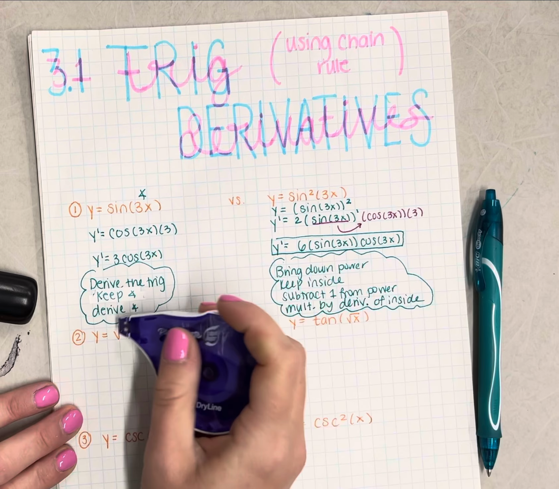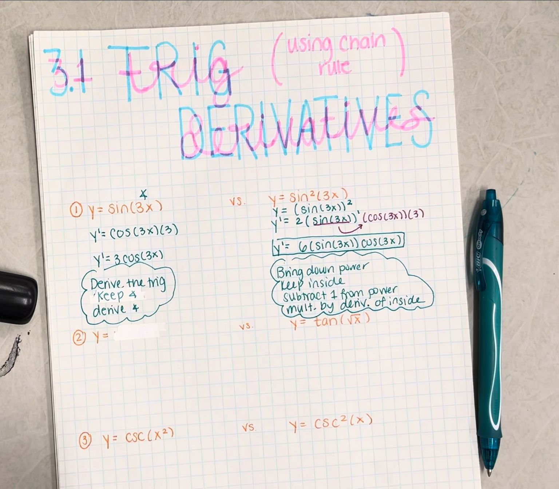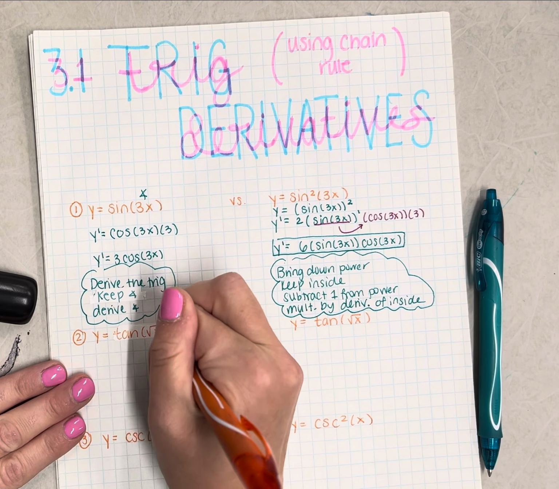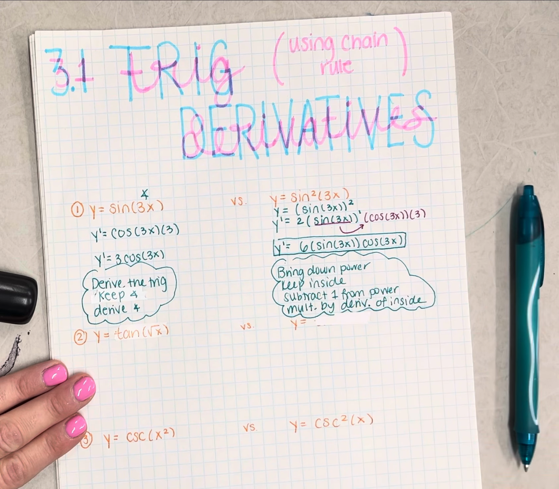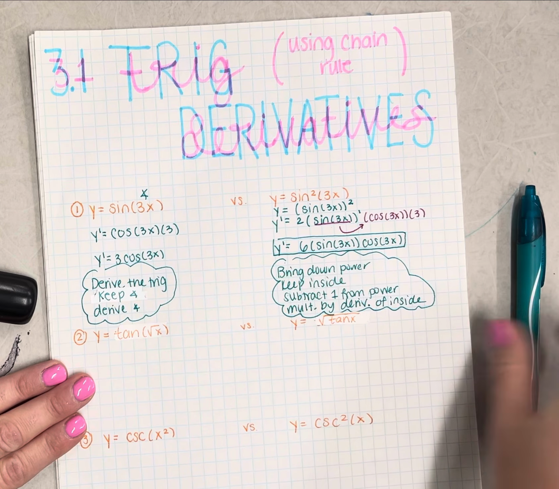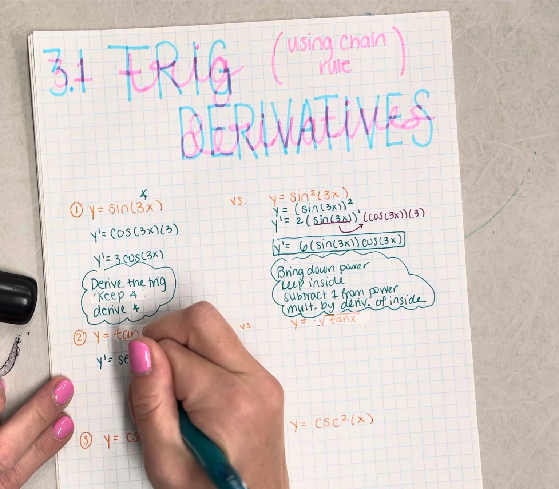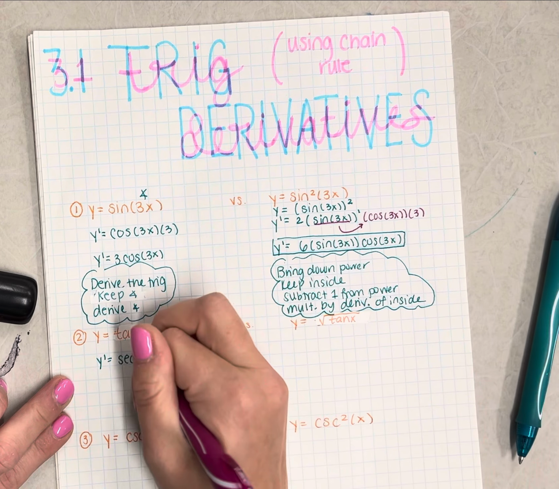All right, let's change this one so I can stay consistent. You're going to see what I'm going to do. So I'm actually going to move this one over here, and I'm going to flip this one to be the square root of tan x. Okay, ready? Derive the trig, tan derives the secant squared. Keep the angle, derive the angle, okay?